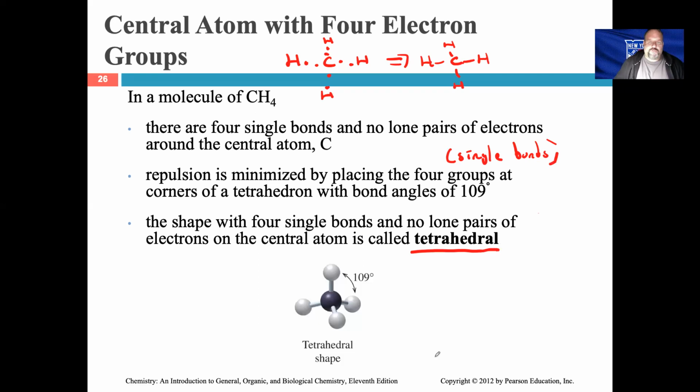And what does something tetrahedral look like? Well, on the bottom here, you have a model of what methane, CH4, would look like, with the carbon in the middle and the hydrogens attached to it. And if you notice, do the hydrogens go straight up, straight down, straight to the left, and straight to the right? The answer is no. Essentially, the hydrogens are positioned towards the corners of a tetrahedron. So what you have here is a tetrahedral shape. Four single bonds, no lone pairs of electrons, the shape around that atom is going to be tetrahedral.